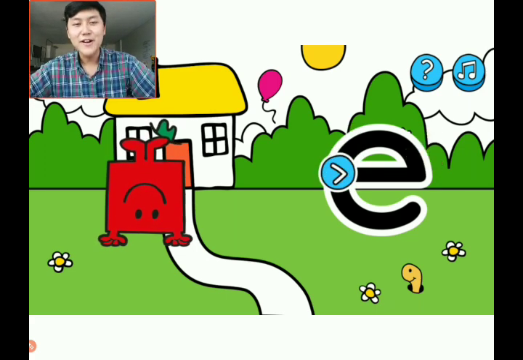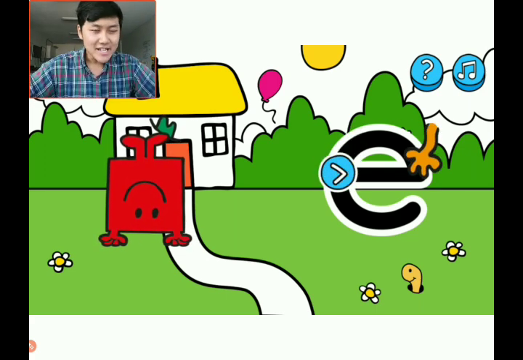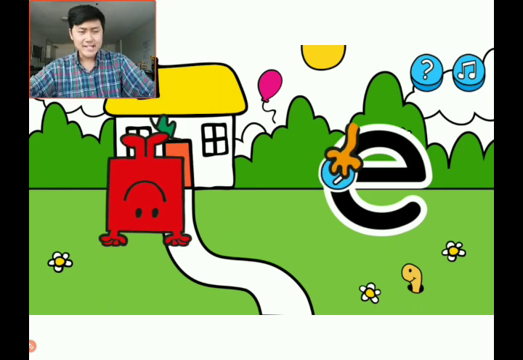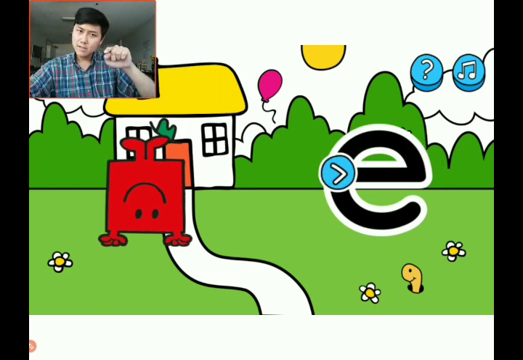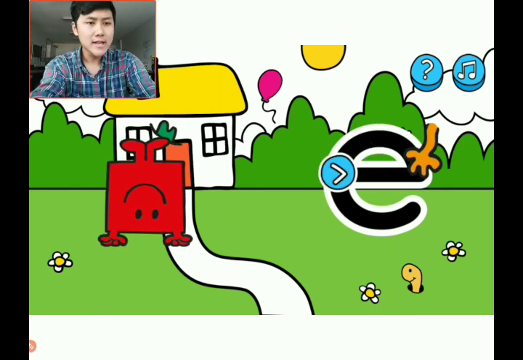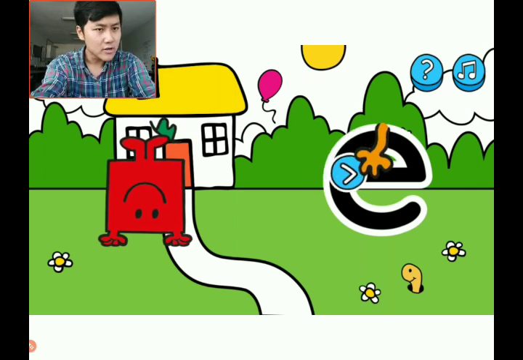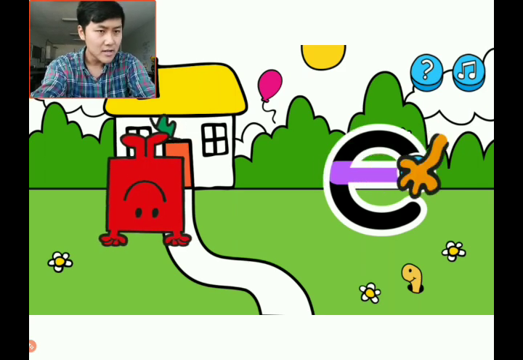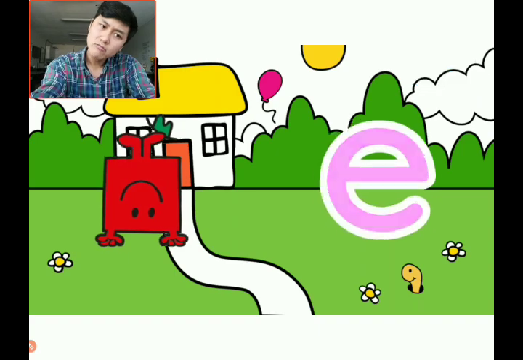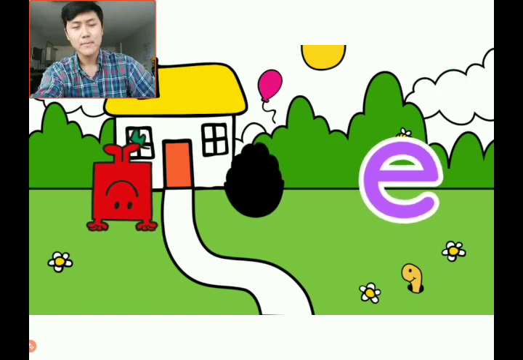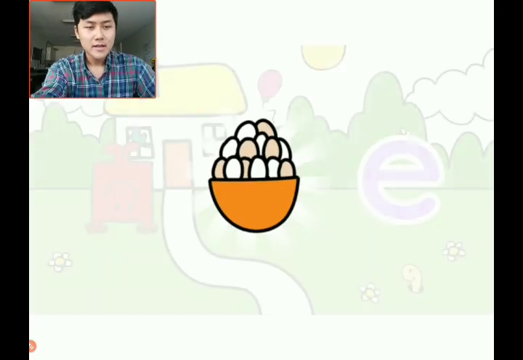So E is actually very similar to a lowercase c, except there's like a little line in the middle. So I'll just follow the directions here. So there's this arrow. I'm gonna go like this in the middle, and I kind of do a loop around. That's the letter E. And E stands for eggs.